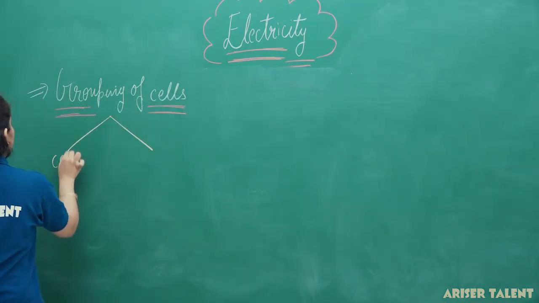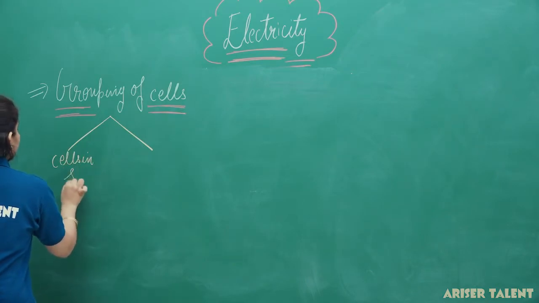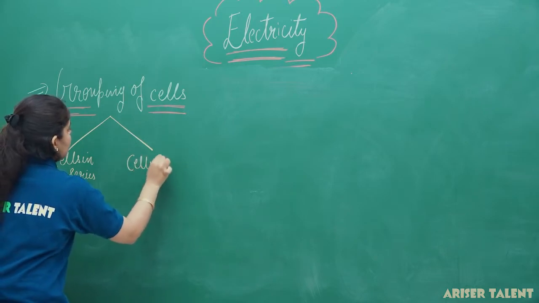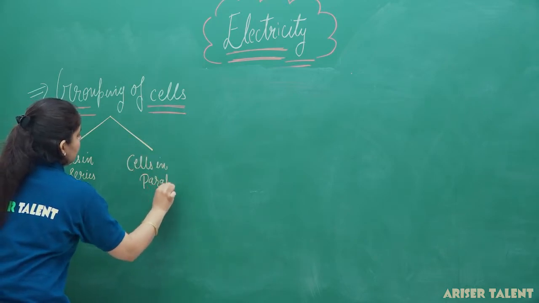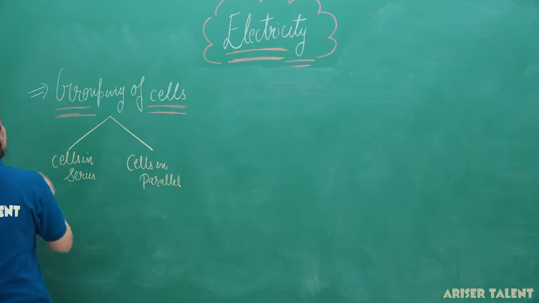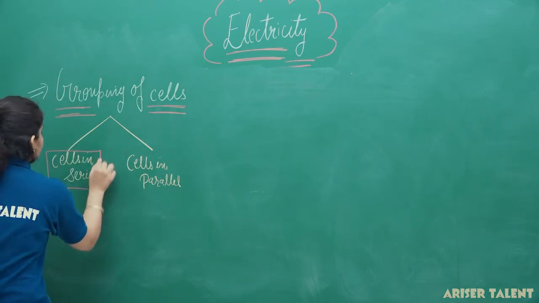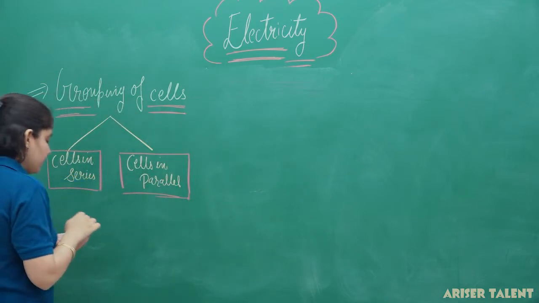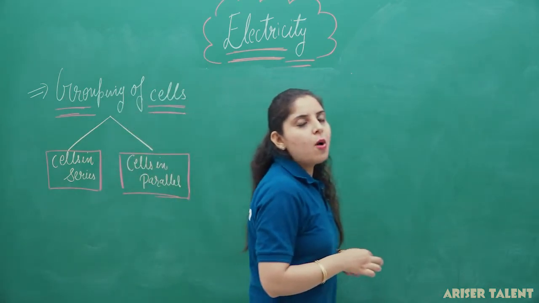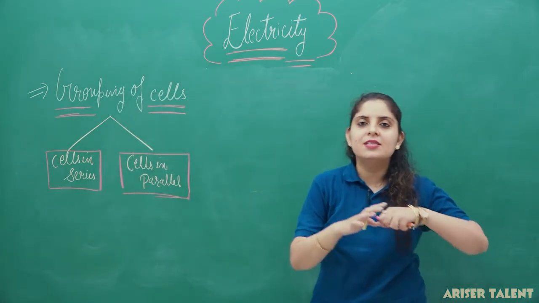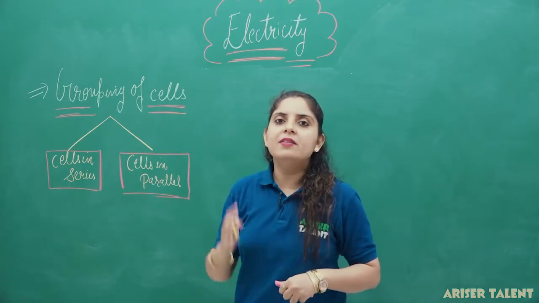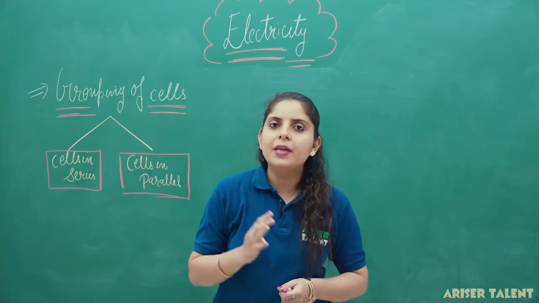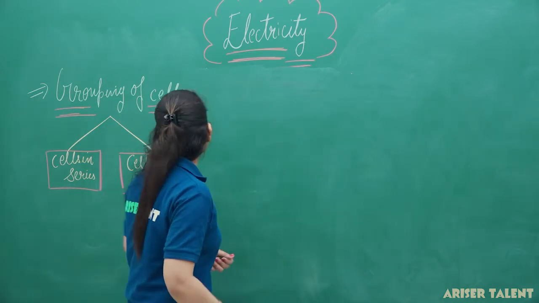So, we have two conditions here. First one is cells in series, and the second one is cells in parallel. So, this is how the grouping of the cells will be done. Now, in case of the series combination, you will connect the resistances in series having internal resistance small r1, small r2 up to rn, and the EMFs of the battery will be E1, E2, E3, and the current will flow through the circuit.